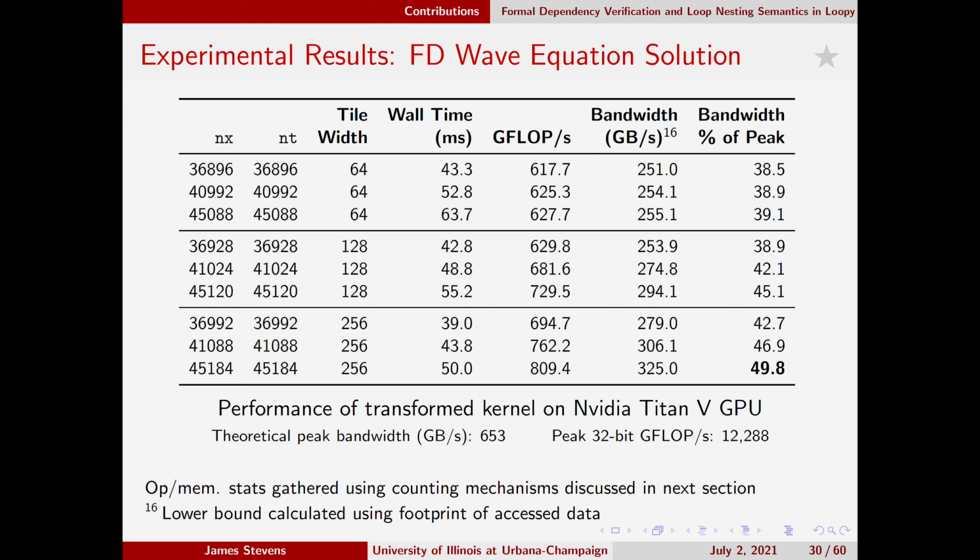Finally, here are some results for this particular transformation chain for different problem sizes. Note that this memory throughput is a lower bound because we're only counting the footprint of the data accessed. Also, it's worth noting that we obtain the stats used to compute this flop rate and bandwidth using the automated stats counting routines from the second contribution, which I'm going to discuss a little bit later.